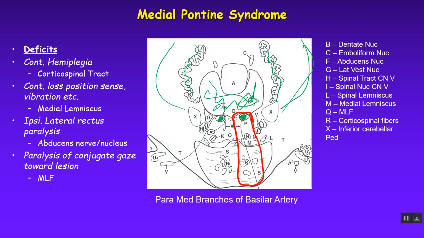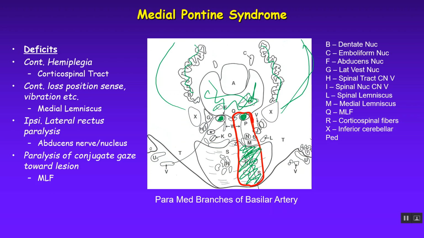So what you're going to have is contralateral hemiplegia, because you have damage to corticospinal tract fibers running down through the front part of that basilar pons, right? They're still going down to the medulla before they cross over. So in this case, this lesion is a left-sided lesion. It would cause right hemiparesis, okay?